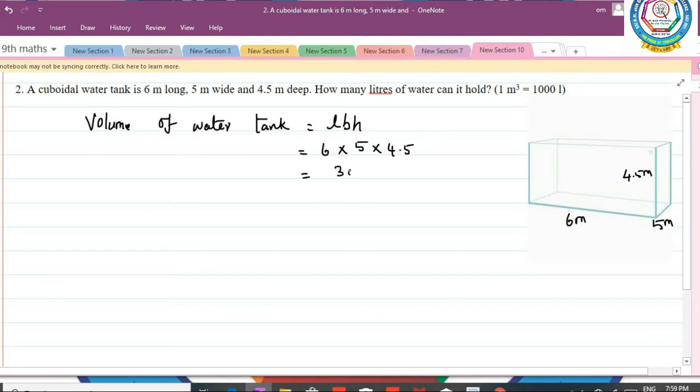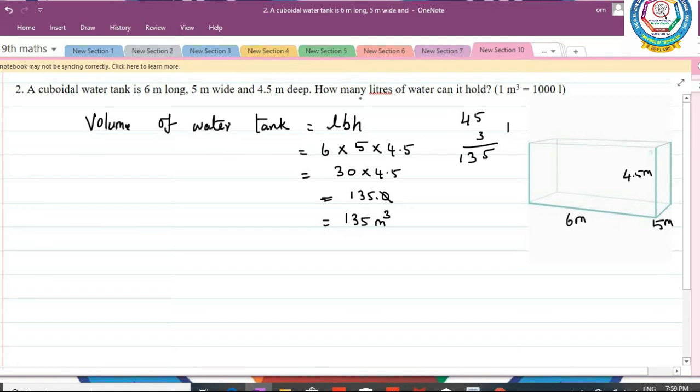6 5s are 30. 30 into 4.5. Let us take 45, 3. 3 5s are 15, remaining 1, 4 3s are 12, 12 plus 1, 13. So 135. Here one 0 is there. After one decimal we have to remove this. So 135 meter cube we got. So the volume of the water tank is 135 meter cube.